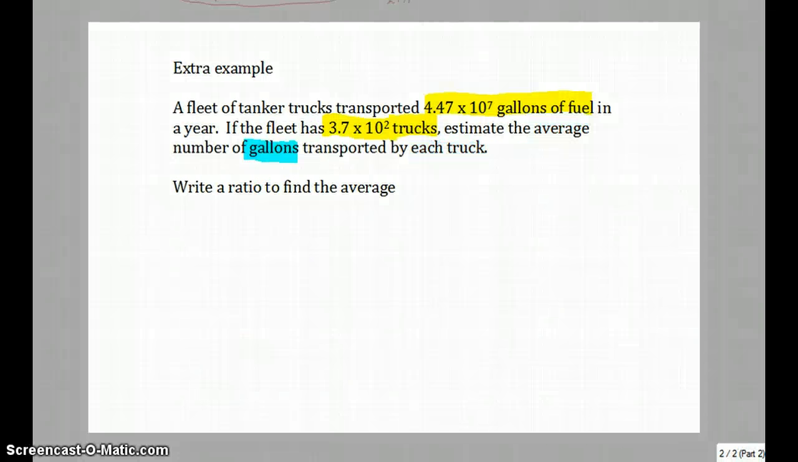And this problem is an extra example. It says a fleet of tanker trucks transported 4.47 times 10 to the 7th gallons of fuel in a year. If the fleet had 3.7 times 10 to the 2nd trucks, estimate the average number of gallons transported by each truck. Okay, you're going to write a ratio for the average. This is a unit rate. Whenever you say per person or each truck, this is going to be a unit rate. You probably learned about unit rates in the 7th or 8th grade. And they can be solved using proportions, but for this it's best just to set up the ratio when you've got scientific notation.